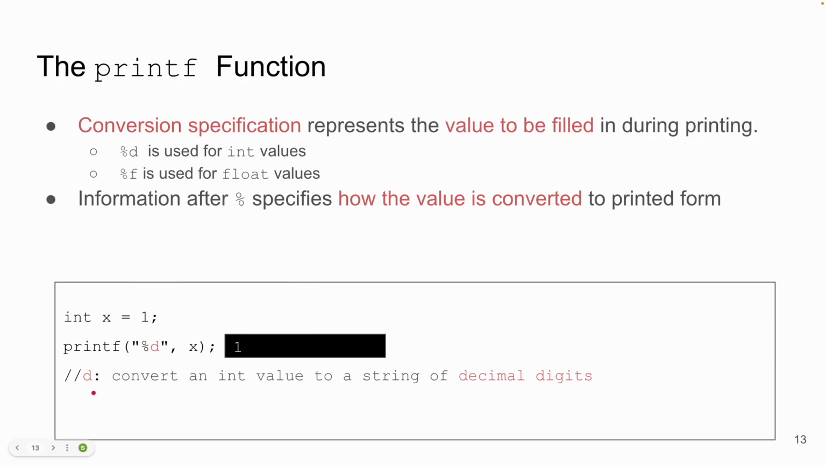So d tells the computer I should convert this value into the integer value in the printed form.